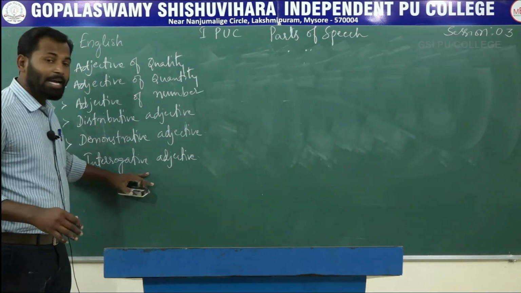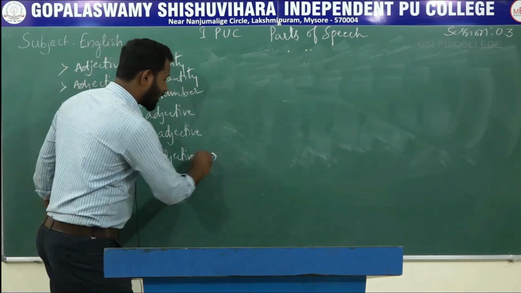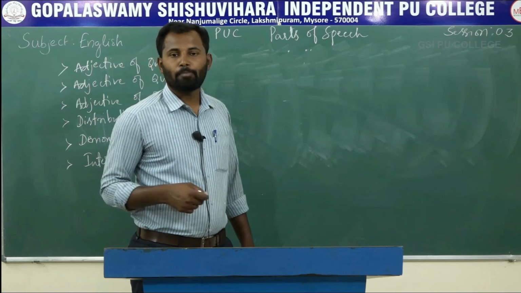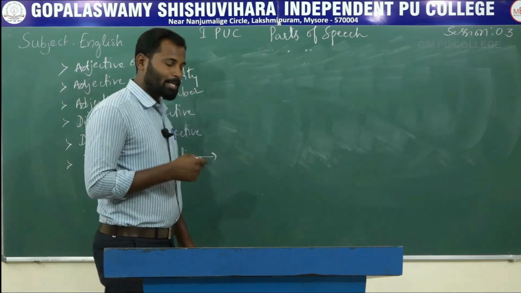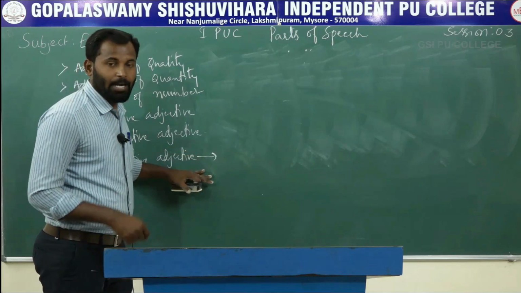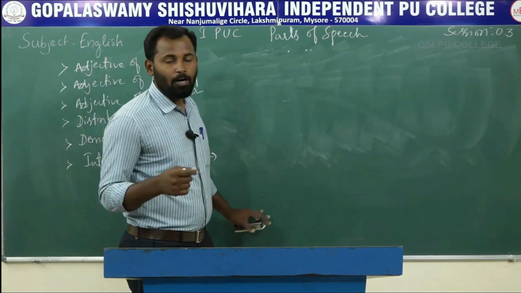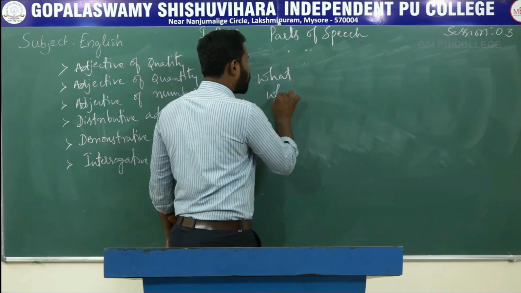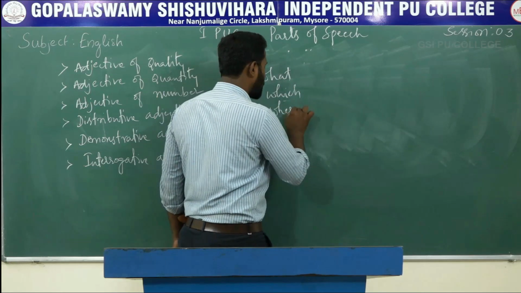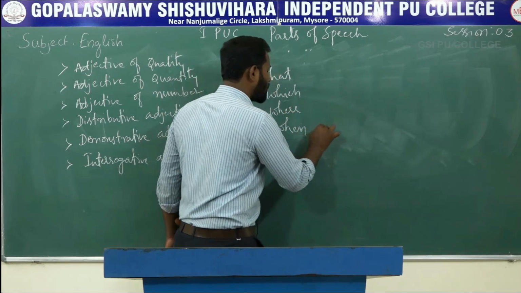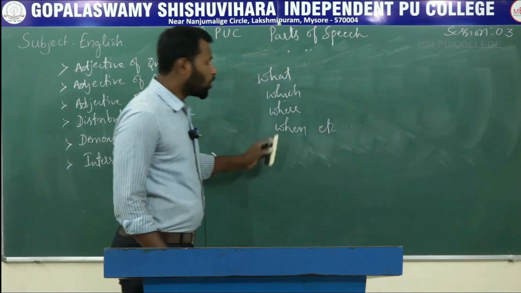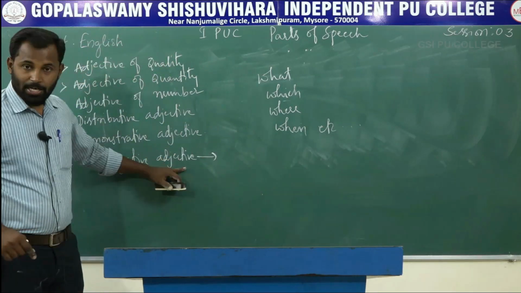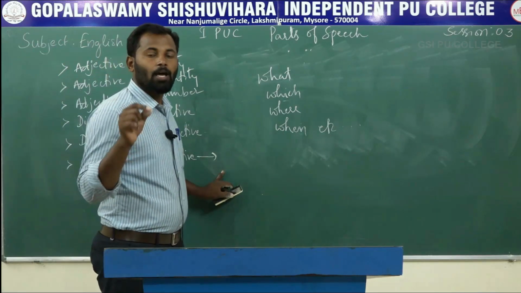The last one is interrogative adjective. What is an interrogative adjective? In one of our previous classes, we have also studied the interrogative pronouns. The same examples can be taken for interrogative adjective. Interrogative adjective is a word used to ask a question. The words like what, which, where, when, etc. These words are used to ask questions. So interrogative adjective is a word used to ask a question.